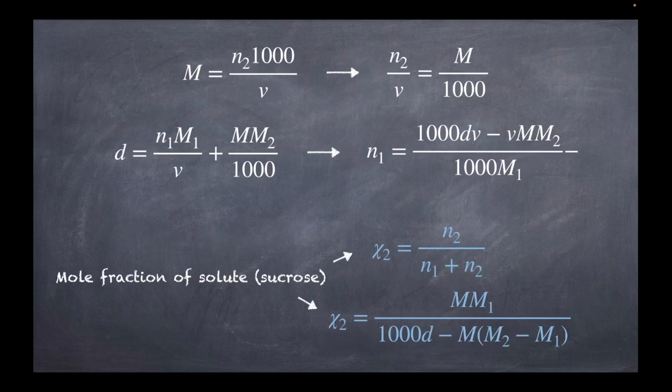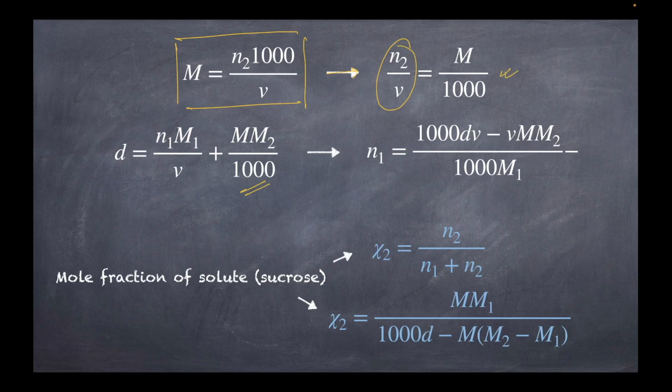So we know the expression of m is N2 times 1000 divided by V. So from this expression we can write down N2 divided by V will be equal to m divided by 1000. So in this expression of d, d equals N1 M1 divided by V plus N2 M2 divided by V. Now replace N2 by V with this term, so this will be m times M2 divided by 1000.